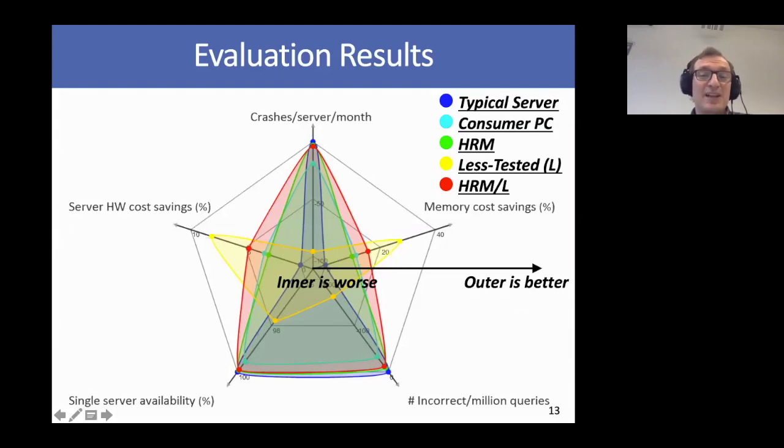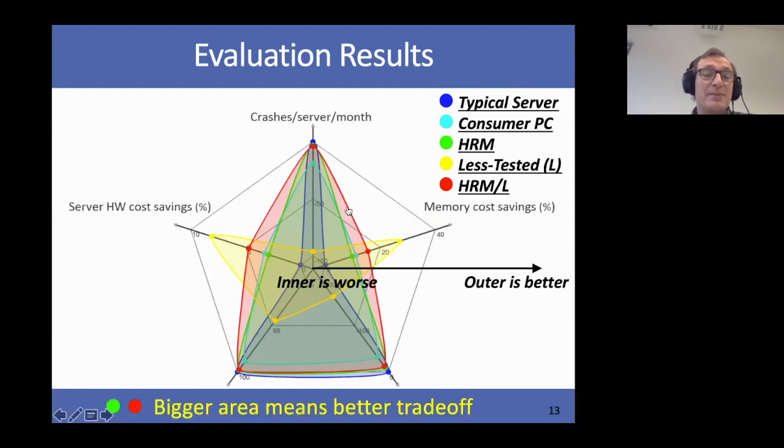And Ultra is better in all of the metrics, as you can see. We're evaluating a typical server, a consumer PC, our heterogeneous reliability memory system, just less tested DRAM chips, and the heterogeneous reliability memory system with less tested DRAM chips over here. You can see that bigger area means a better trade-off, and this HRM system has a better trade-off compared to everything else.